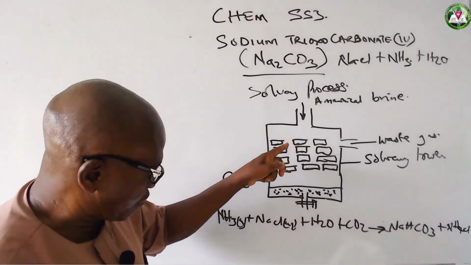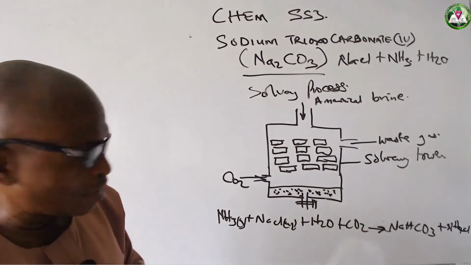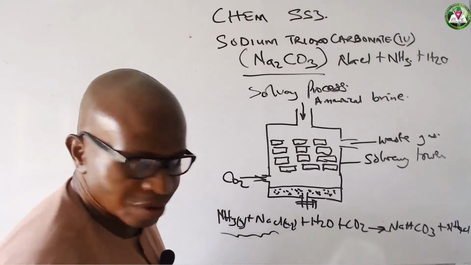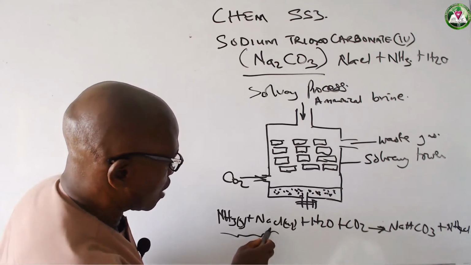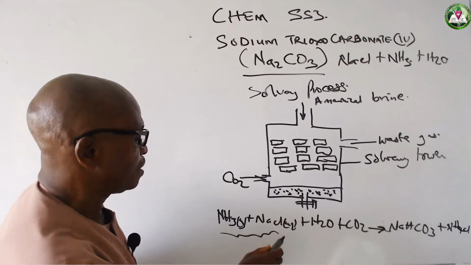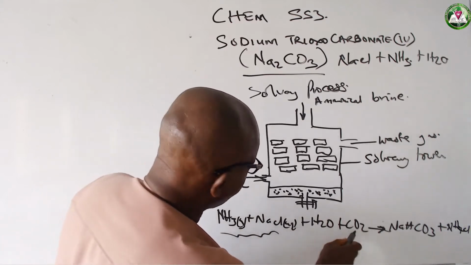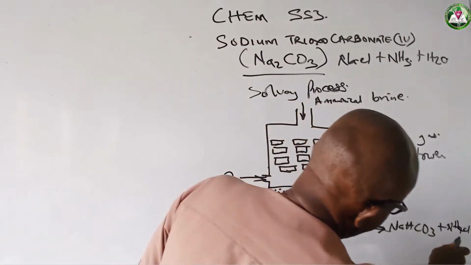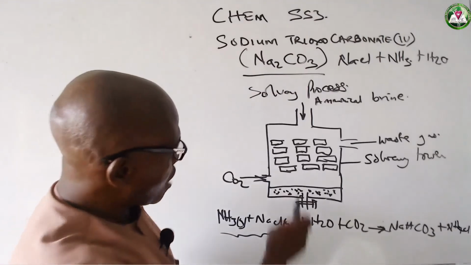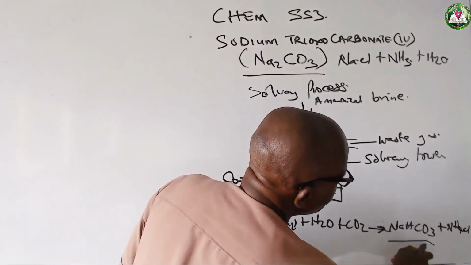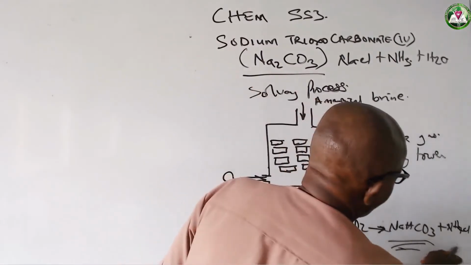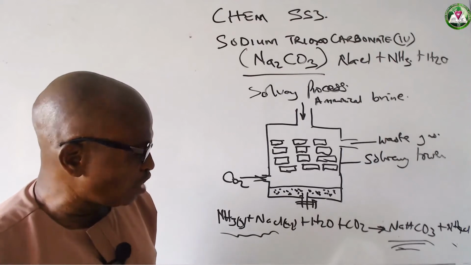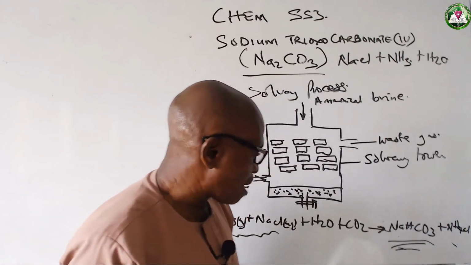When you have formed that, you have ammoniacal brine, which is these two compounds, ammonia and sodium chloride. Concentrated sodium chloride is called brine. Then water, because they are mixed in water. Then CO2 that comes from down here will give you sodium hydrogen trioxocarbonate 4 and ammonium chloride. When you have formed this sodium hydrogen trioxocarbonate 4 and ammonium chloride, you will now heat this sodium hydrogen trioxocarbonate 4 to give you sodium trioxocarbonate 4.